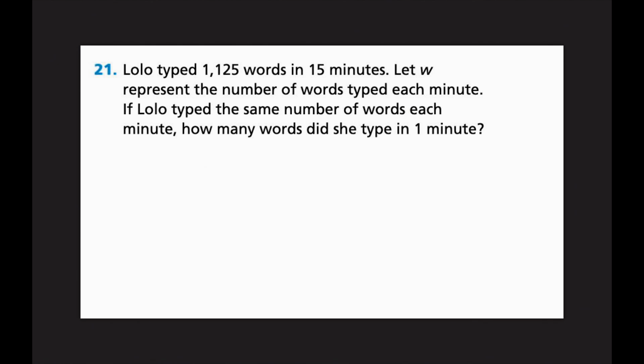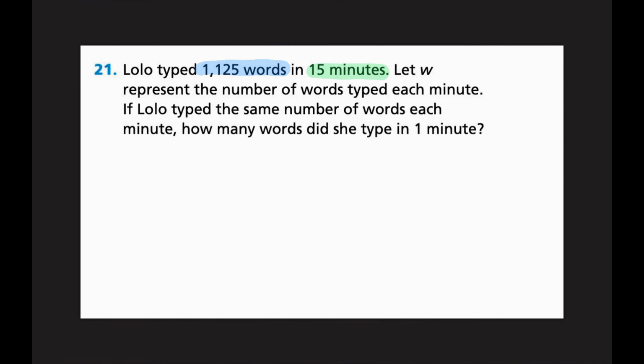All right, so we're going to go over a few of the word problems that we had assigned today. The first one says Lolo typed 1,125 words in 15 minutes. Let W represent the number of words typed each minute. If Lolo typed the same number of words each minute, how many words did she type in 1 minute? So there are a couple things that I know here. I know that in total, she did 1,125, and that was divided over 15 minutes.